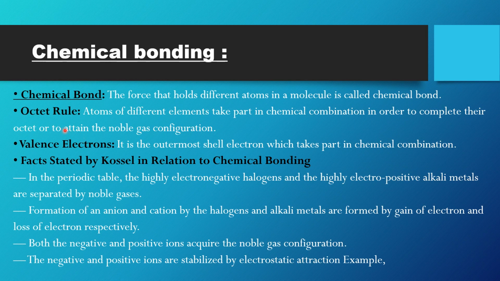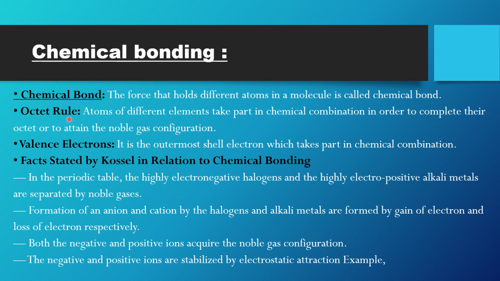So here, the octet rule: atoms of different elements, or a molecule, taking part in a chemical combination do so in order to complete their octet or to attain the noble gas configuration. If there is an atom which contains only 7 electrons in its outermost shell, there will be a deficiency of 1 electron. Then another atom having 9 electrons should share one of its electrons with that atom, and make both atoms attain the noble gas configuration, the octet configuration. So this is what the octet rule says. The name itself says that.